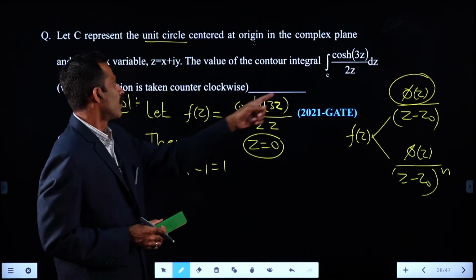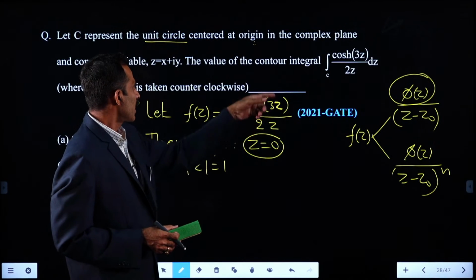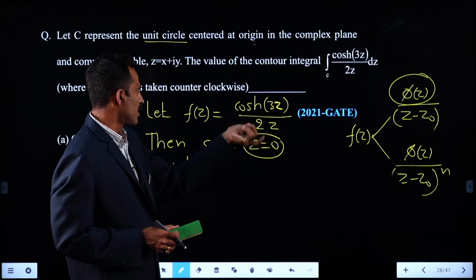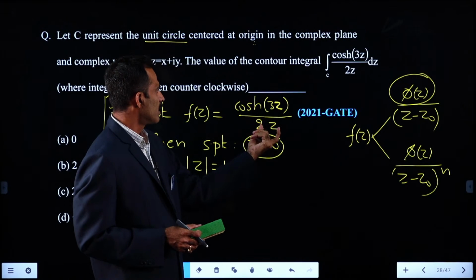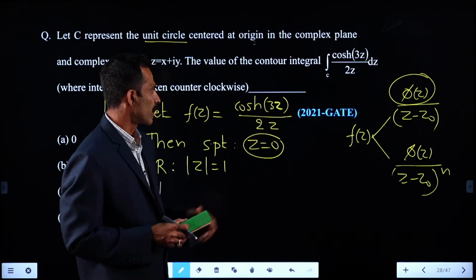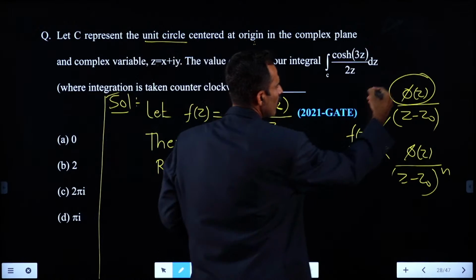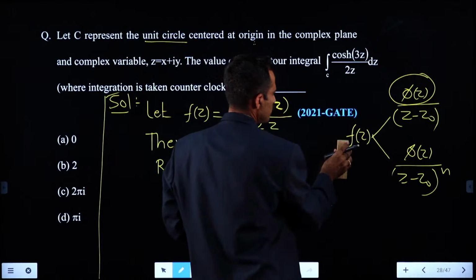Check whether it is in the form of any one of these or not. Directly it is not in the form of this, but we can express this in the form of this, because in the denominator we have a power of 1 only. So we can write this function in the form of something by a single factor only.